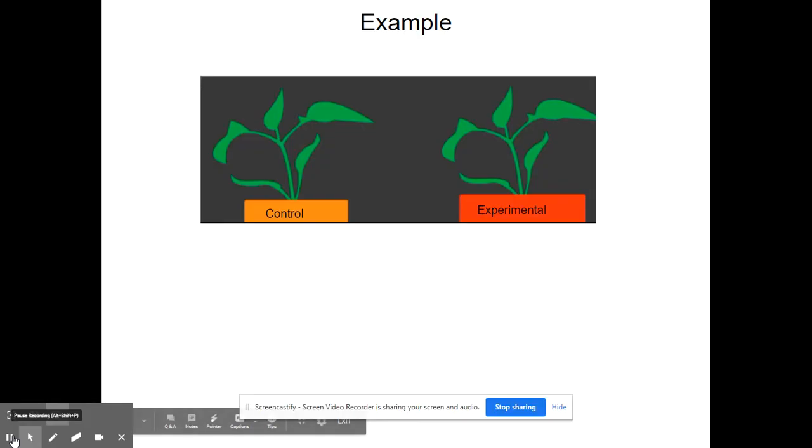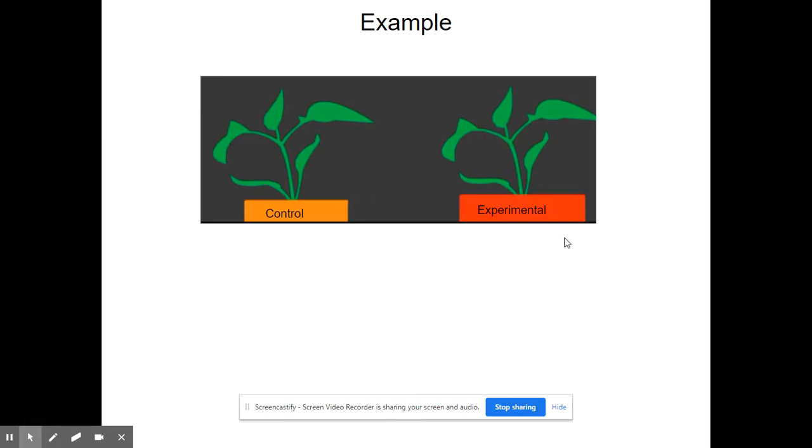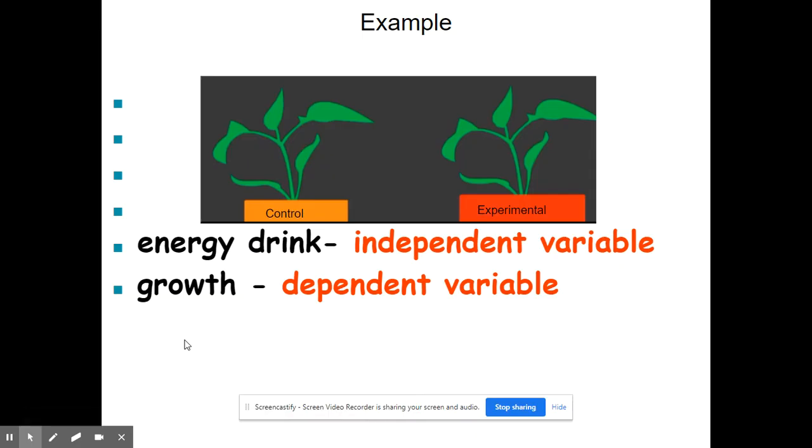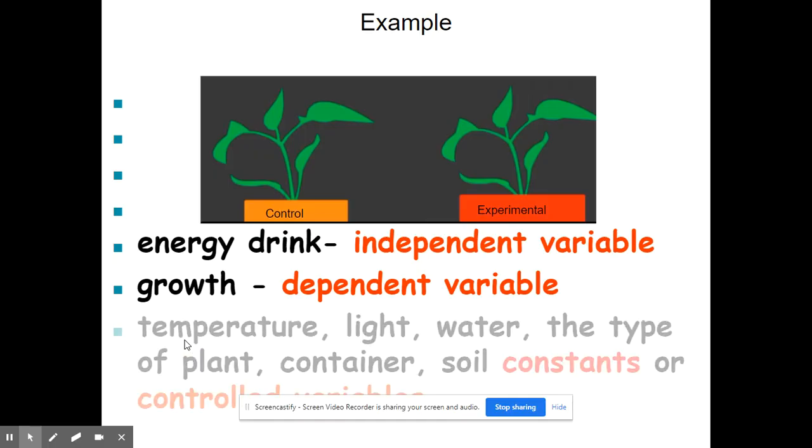In our example we're going to look at today, we have two plants, one that's the control and one that's the experimental. And I want to know what happens if we add energy drink to a plant. So that energy drink is going to be added to the experimental setup. And I want to know, does it actually impact its growth? So in this example, the energy drink is the independent variable. It's the one thing we're changing. The growth of the plant is what we expect to change as a result of adding the energy drink.